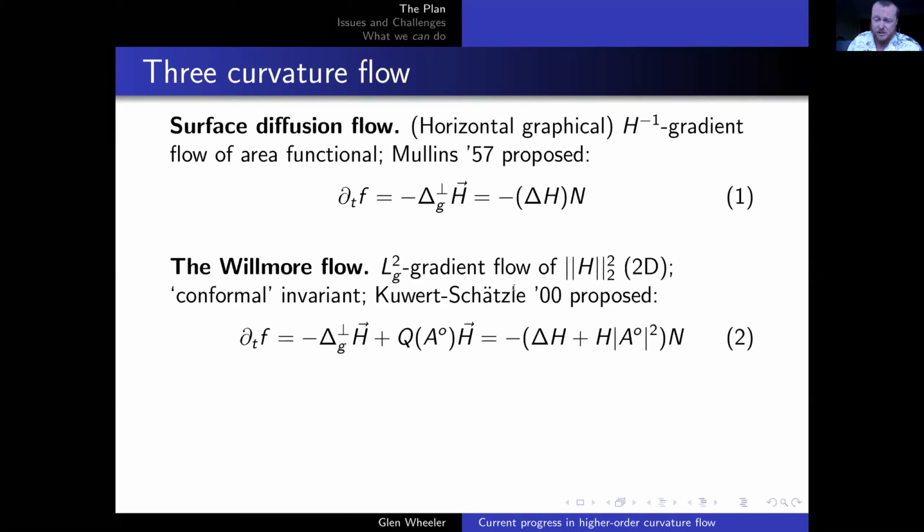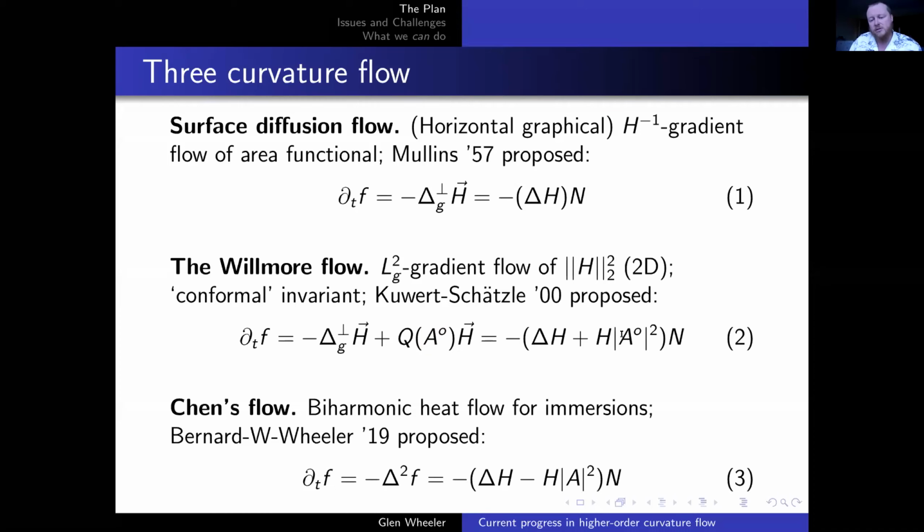And I don't know if it predates that, but that's the year I've put here, and they proposed it. So what does it look like? This is the Euler-Lagrange operator for the Willmore energy. It has this quadratic term in the trace-free second fundamental form. This A0 is the trace-free second fundamental form. And in one codimension, it simply looks like the norm squared.